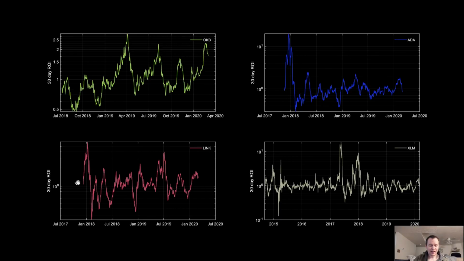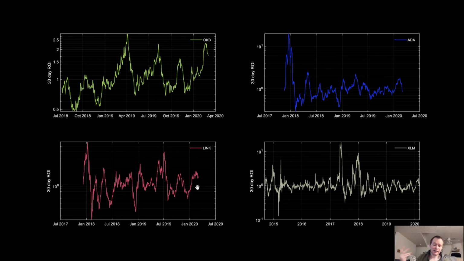We have Link, and Link has seen obviously very differing results, going up to as high as maybe 5 or 6x on your 30 days, to as low as 70%, 80% losses or so. But again, the last peak on the 30-day ROI for Link was around a 4x. So it might be something to consider the next time the 30-day ROI on Link gets back to a 4x or maybe even a 3x, as you could treat it as preemptive.